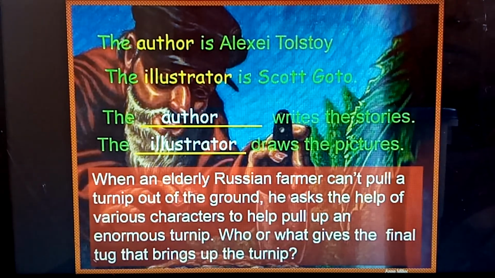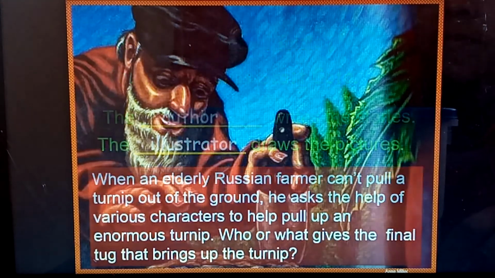So when an elderly Russian farmer can't pull a turnip out of the ground, he asks the help of various characters to help pull up an enormous turnip. So who or what gives the final tug that brings up the turnip? So this is pretty much what the story is about. When you read it, you will see. And you will be able to answer that question there. Who or what gives the final tug that brings up the turnip? You'll find out when you read it.